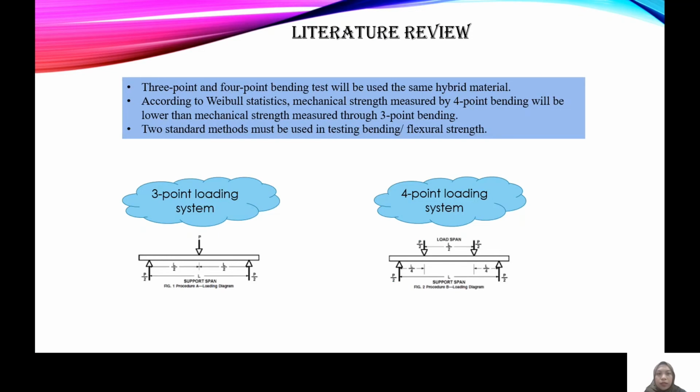Next slide is literature review. 3-point and 4-point bending tests will be used on the same hybrid material, which is carbon and glass. According to Weibull statistics, mechanical strength measured by 4-point bending will be lower than mechanical strength measured through 3-point bending. Two standard methods must be used in testing bending or flexure strength. The figure shows an example of a 3-point loading system and a 4-point loading system.